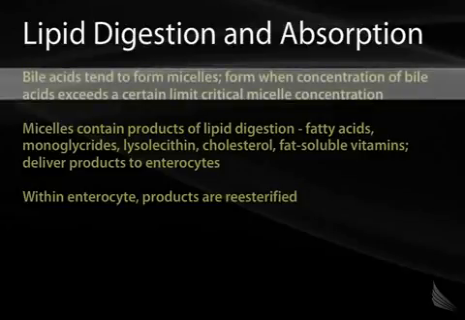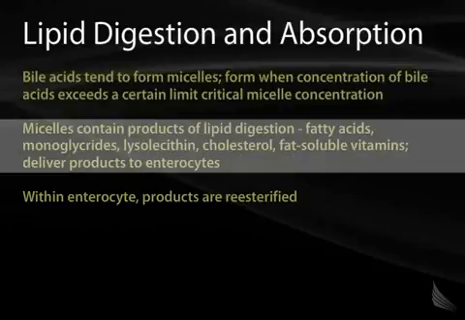Bile acids tend to form micelles when the concentration of bile acids exceeds a certain limit. This is known as the critical micelle concentration. So what this means is that if there are enough bile acids present, they will automatically form a micelle. These micelles will contain products of lipid digestion, namely fatty acids, monoglycerides, lysolecithin, cholesterol, and fat-soluble vitamins A, D, E, and K.